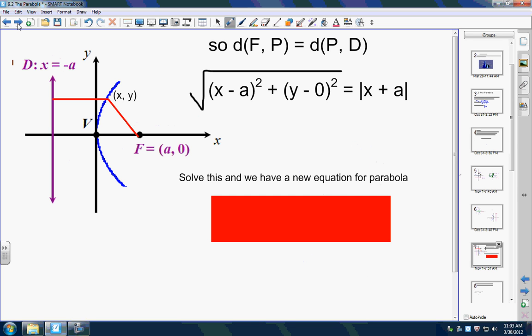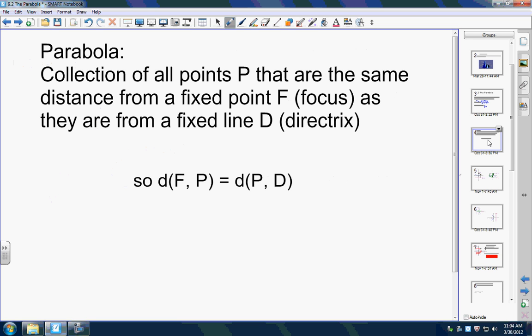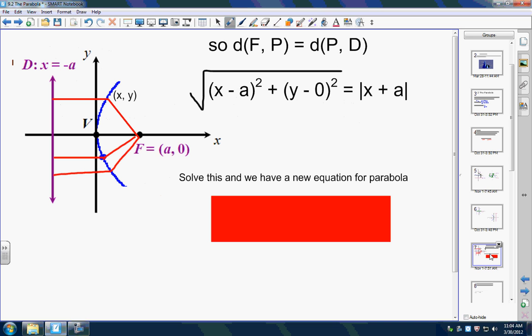Here's how we come up with our formula. By definition, and this works for any of the 4 pictures, these red distances are the same. If I picked this point right here, whatever that distance is, it's the exact same as here. Whatever this distance is, it's the exact same to here. And all these points on the parabola follow that rule. So using what I told you earlier, distance from focus to point is the same as point to directrix, we can create this. So x minus a, we're going point to focus here. So (x minus a) squared plus (y minus 0) squared equals the absolute value of x plus a. Distance from point to focus, same as point to directrix.